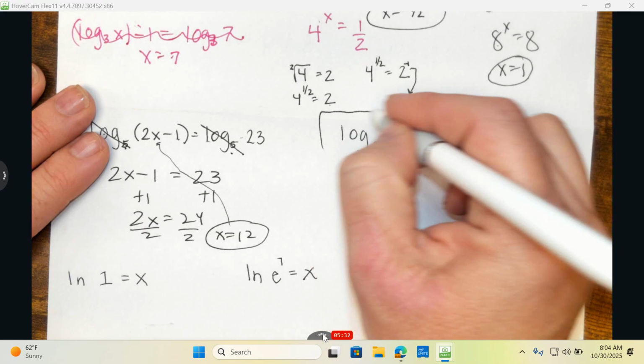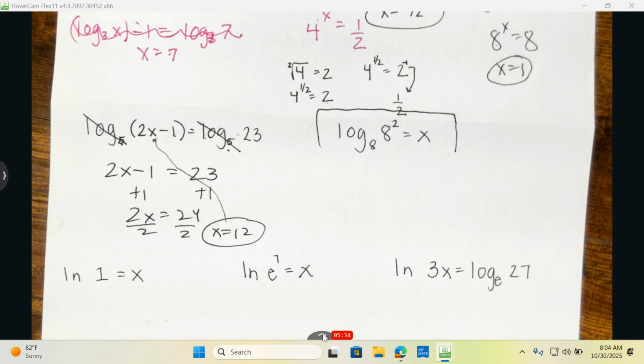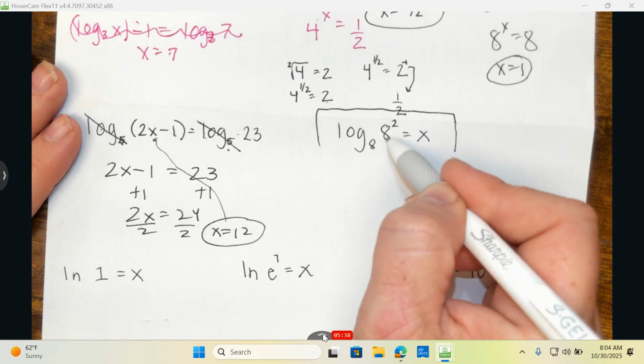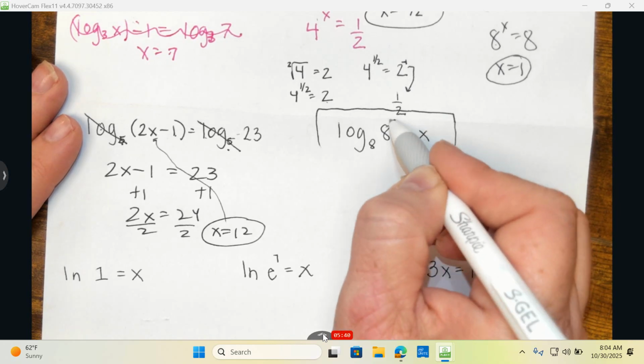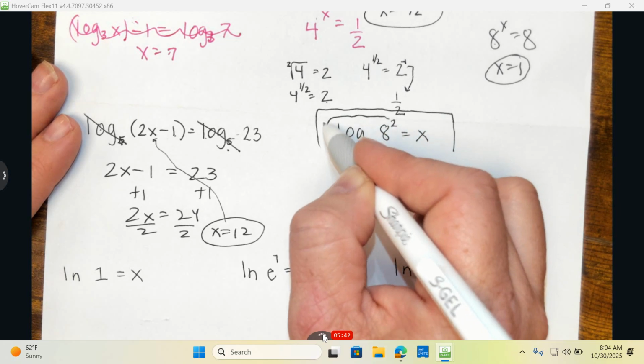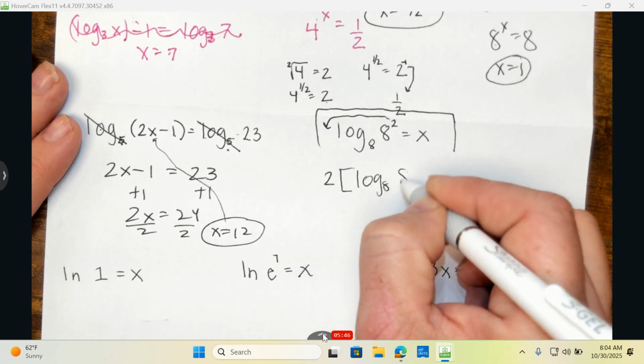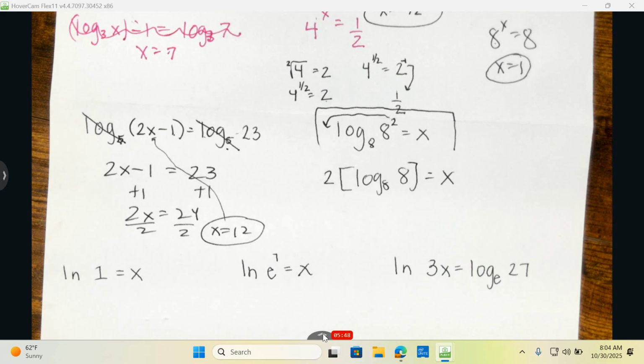This is something that's different in this particular example. So what we're going to do here is take this exponent. If there's ever an exponent on the answer position, we can rewrite it by always putting it in front. So it's going to be 2 times, and then I have log base 8 of 8 equals x.